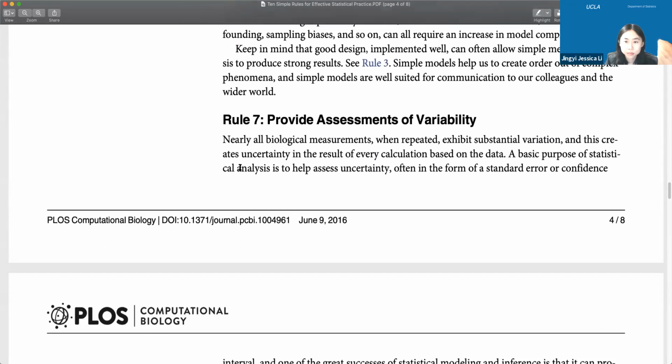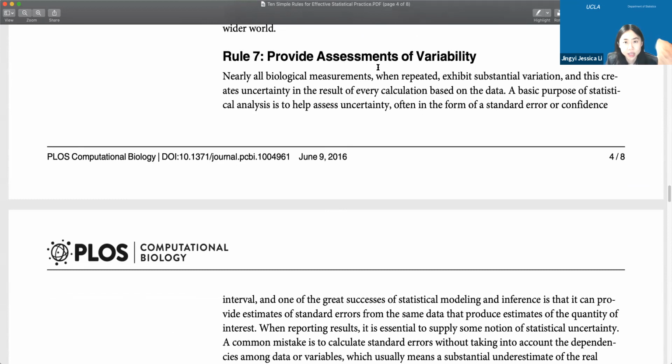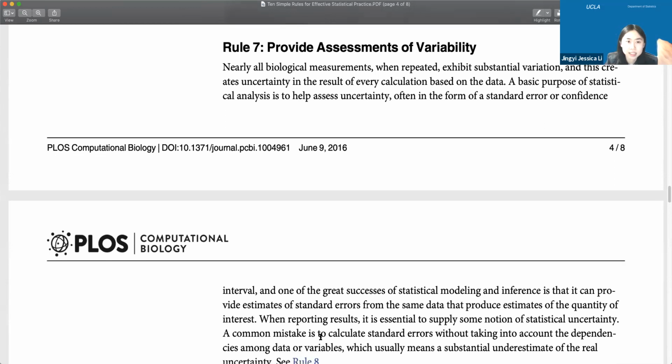Okay, rule 7, provide assessment of variability. That's aligned with my statement about confidence intervals. For every estimator you give, you also want to give a standard error for your estimate. And the standard error is the core part for constructing the confidence interval. So that reflects how much you trust your estimate. Normally that standard error will decrease as your sample size increases. That means that with more data points, you are more certain about your estimate. This is very important in statistical analysis.